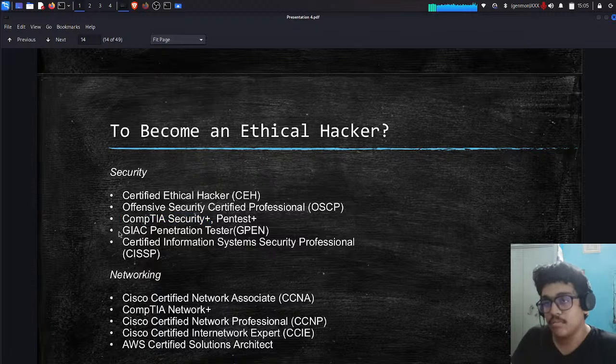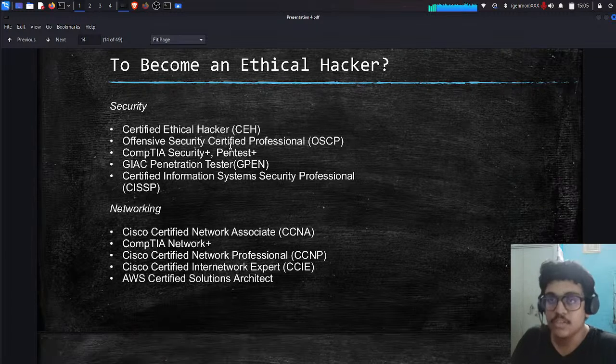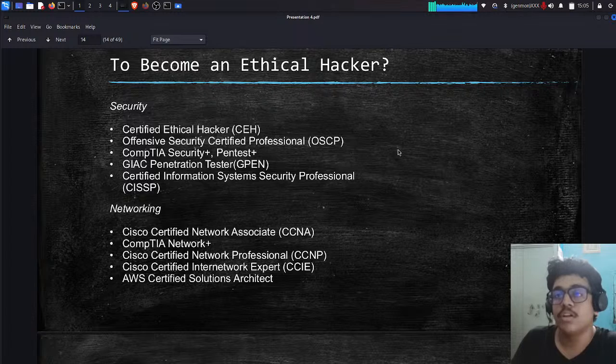We have another international certificate. All the certificates which I am discussing are internationally valid, provided by international bodies. For example, Certified Ethical Hacker is given by EC Council. These three certificates are given by Cisco, and CompTIA is also an organization which issues certificates. GIAC Penetration Tester, or GPEN, is also a good certification to go for.